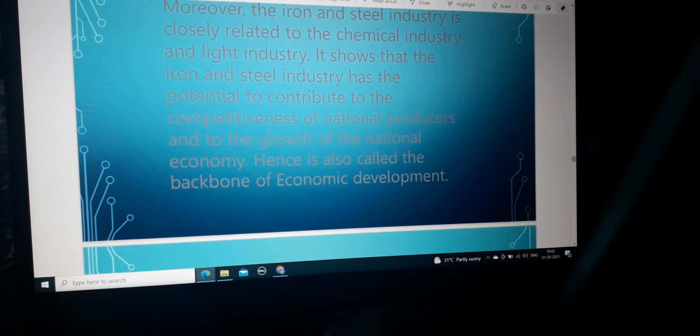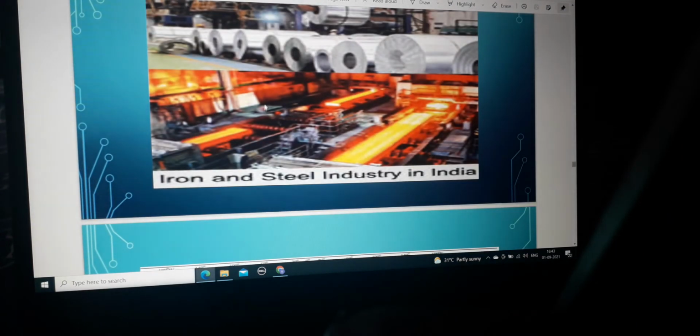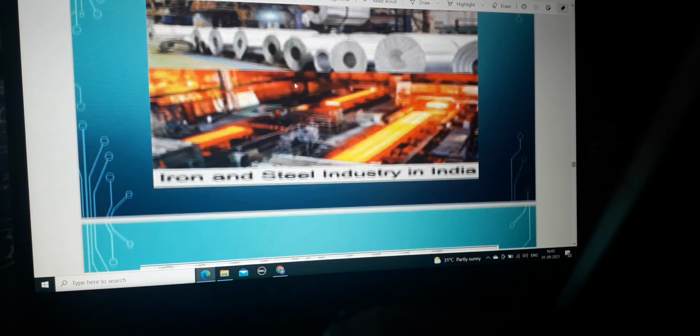It shows that the iron and steel industry has the potential to contribute to the competitiveness of national producers and to the growth of the national economy. Hence, as it gives a lot of output in terms of profit and in the economic growth of the nation, the iron and steel industry is known as the backbone of economic development, not only in India but also worldwide. This is an iron and steel industry, that is, TISCO, Tata Iron and Steel Company Limited.